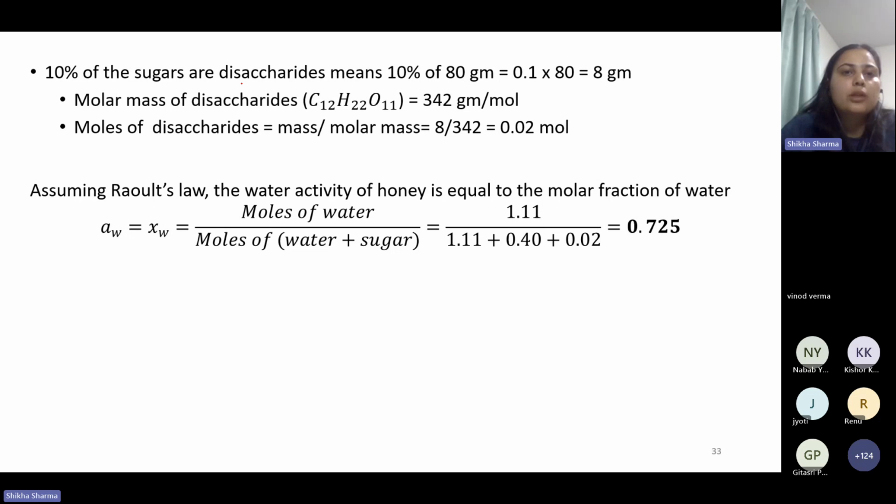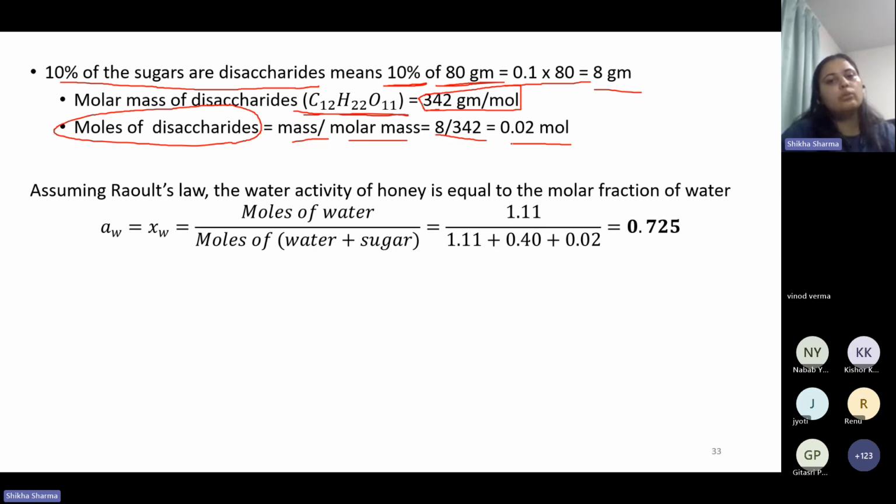Similarly, we can calculate for the disaccharides. So 10% of the sugars are disaccharides, which means we need to calculate 10% of the sugar, which is 80 grams. So 0.1 into 80, which is 8 grams. And the molar mass of the disaccharides, the molecular formula is this. So we can calculate 342 grams per mole as the molar mass. So the moles of the disaccharides equal its mass, 8, divided by the molar mass, 342, and we can calculate its moles as 0.02 moles.